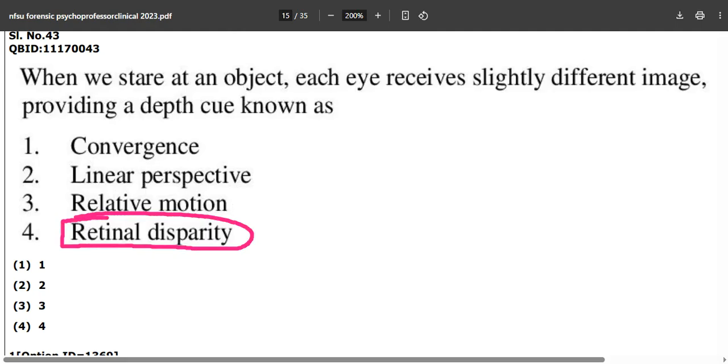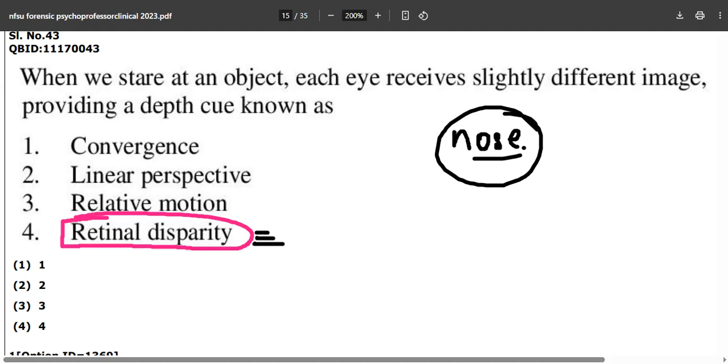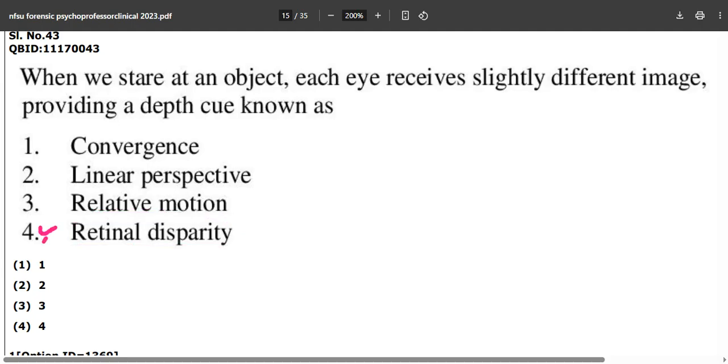Retinal disparity is the correct answer, and that is the example given in the book as well, or in any NCERT, that you can find. The correct answer over here is option number 4, retinal disparity. Convergence is not the thing over here.